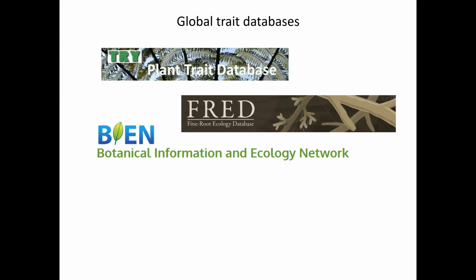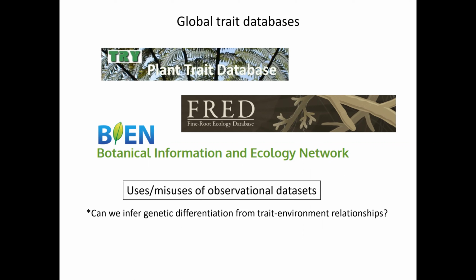Databases of functional traits, such as TRY or FRED, are commonly used to infer trait-environment relationships, but very frequently these trait datasets are observational. That is, traits were recorded from in situ field populations. And in this sense, it is very important to evaluate its potential uses and misuses. For example, if we find correlations between trait and environmental data, can we infer genetic differentiation from trait-environment relationships?